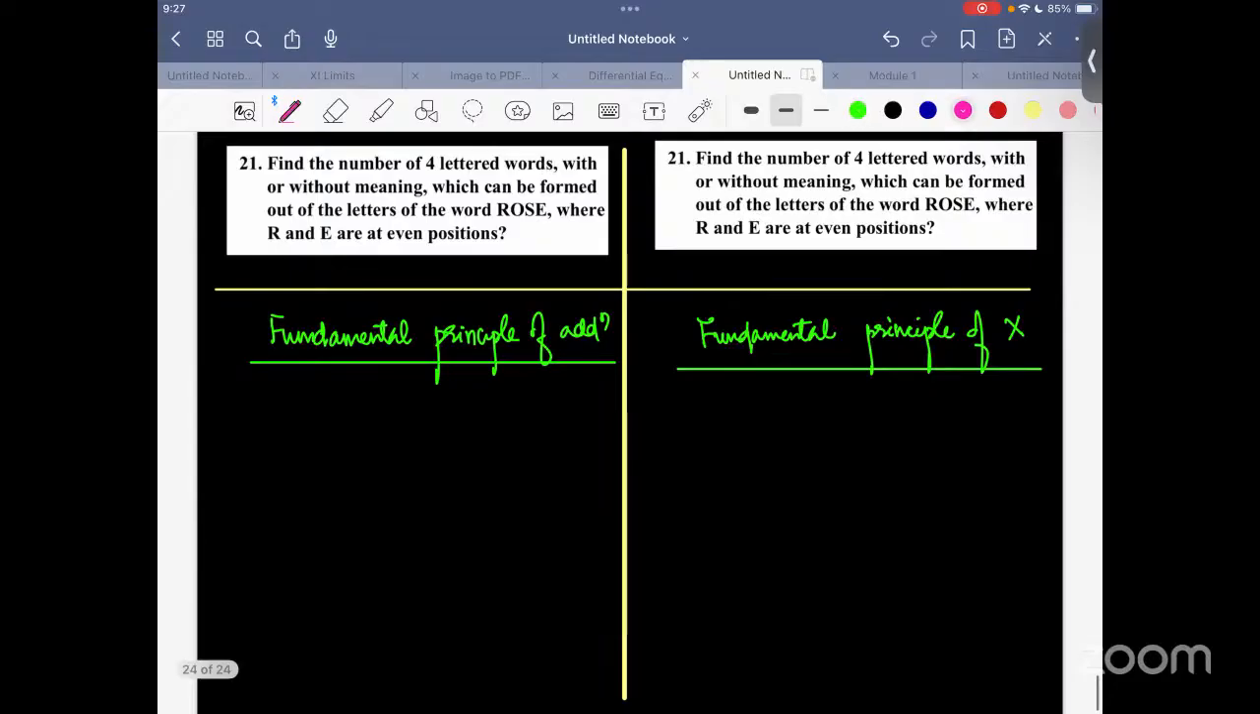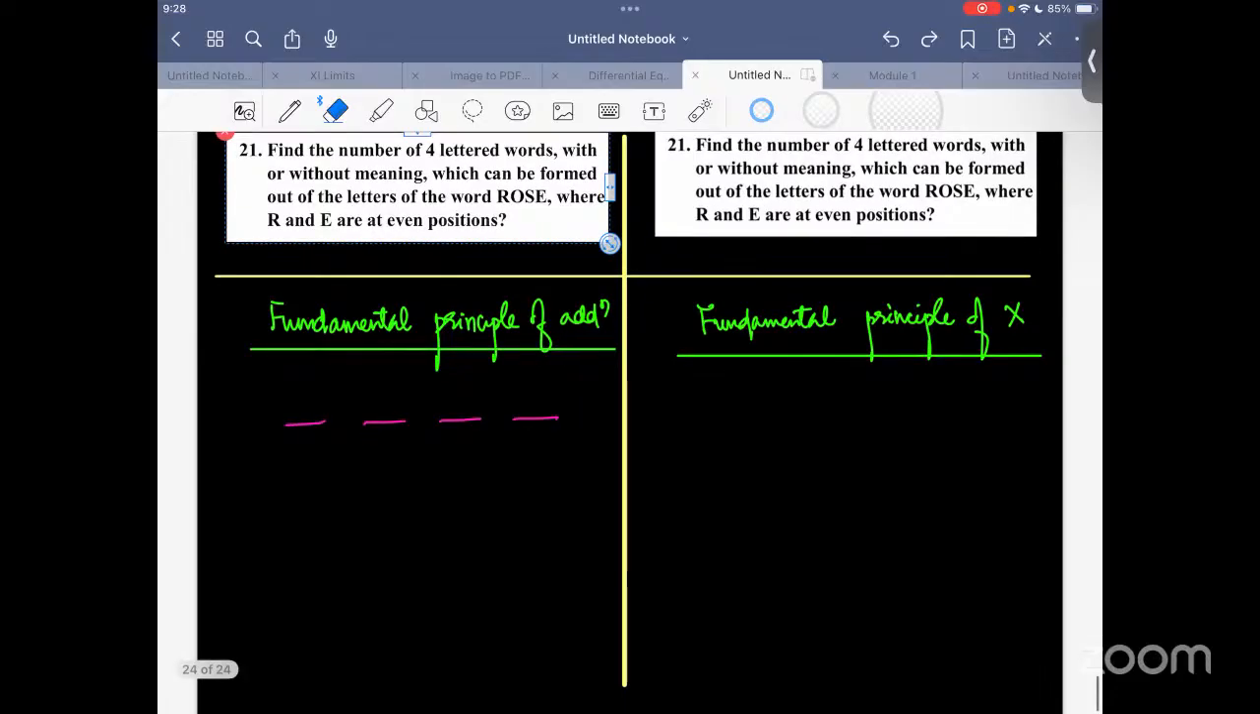Understand? It says that R and E are at the even position. So suppose R takes this position. Obviously, E will take this position. This means you have given, oh sorry, we are doing 20A, my bad. Just a minute, my bad, extremely sorry.